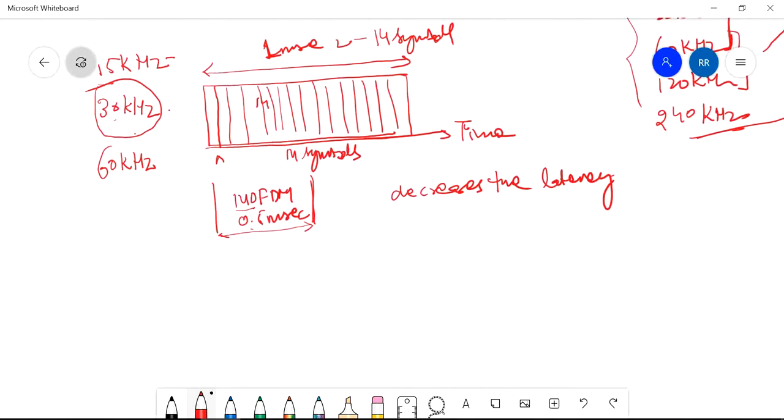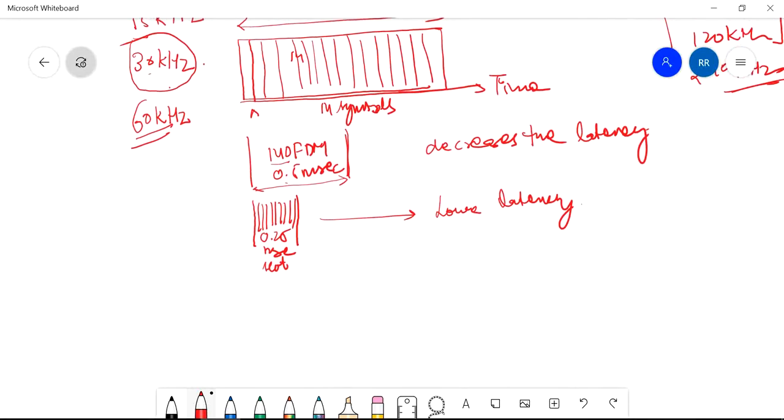These 14 symbols will further be compressed, and the size of the slot will further decrease to half of 0.5, meaning 0.25 millisecond, and these 14 symbols will come here, and this would be the slot size. So if we further increase the subcarrier spacing, the slot size will further decrease. Low latency means fast throughput, right?